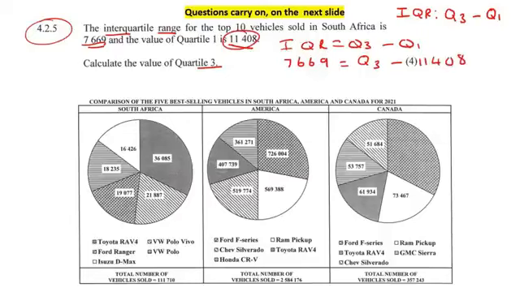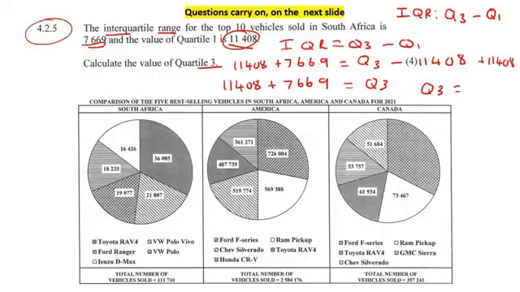Now we just use mathematics. I don't know how comfortable you are with this, but every teacher has their own way of showing this. Pretty much what we're going to do is take this and move it to the other side. Some teachers like to plus 11408 to both sides. Some students don't like it that way. I sometimes don't show it that way, sometimes I do. But what you're going to end up getting is that Q3 is going to be 11408 adding with 7669.